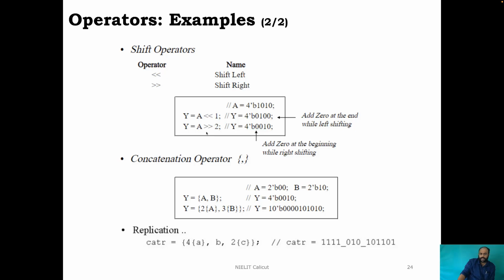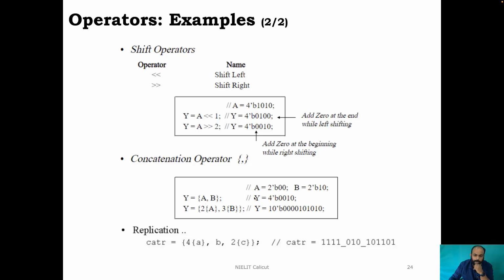Similarly, if we perform a right shift by 2, this number will be shifted to the right by two. Here also a 0 will be filled in the most significant part. Now let's look at the concatenation operator. Concatenation operators, as you know, are basically used for clubbing two numbers or two vectors together.